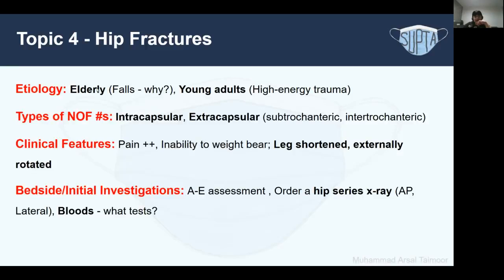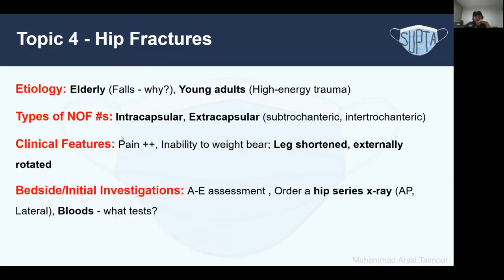Usually, we see NOFs in elderly. So think about why. Why are elderly people more prone to fracturing? Mainly falls, right? Elderly are more prone to falls because they are more frail, and because elderly, especially females, are more prone to brittle bones, or in this case osteoporosis. In younger adults, it takes a bit more force, but usually high energy trauma like car accidents, it's possible for a young adult to also sustain a NOF.